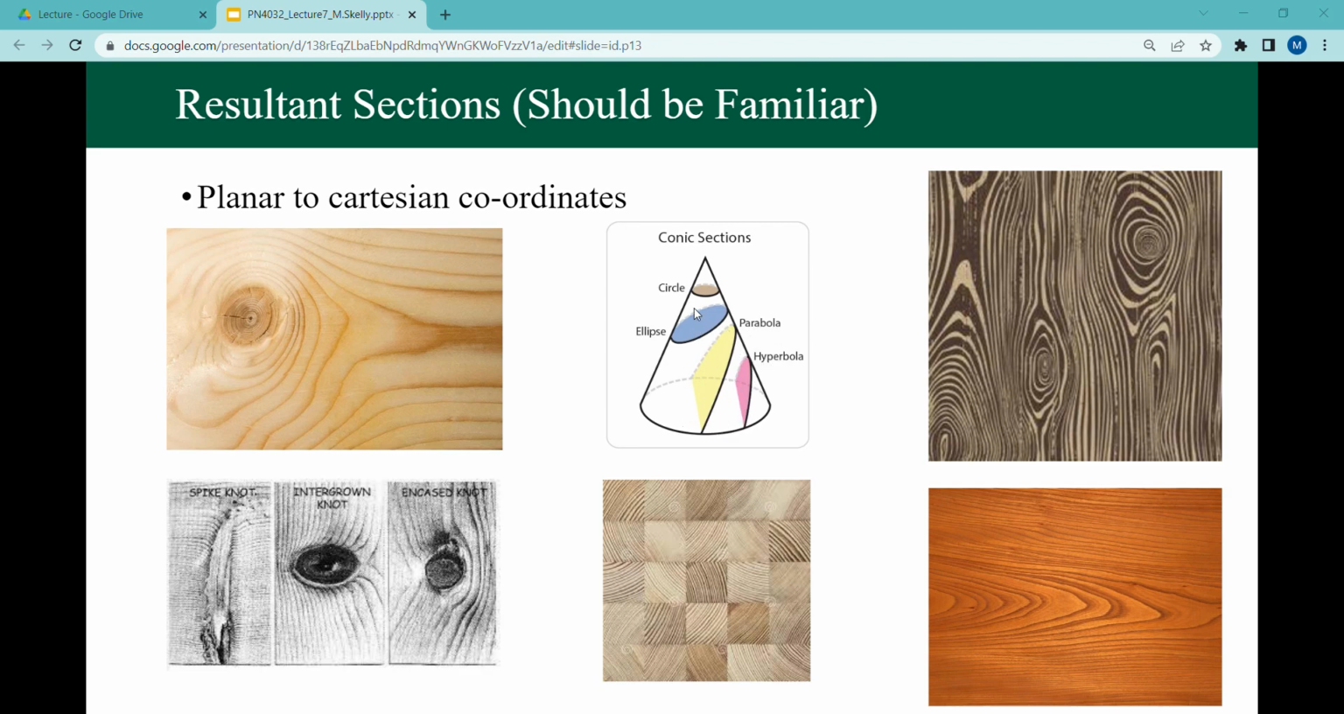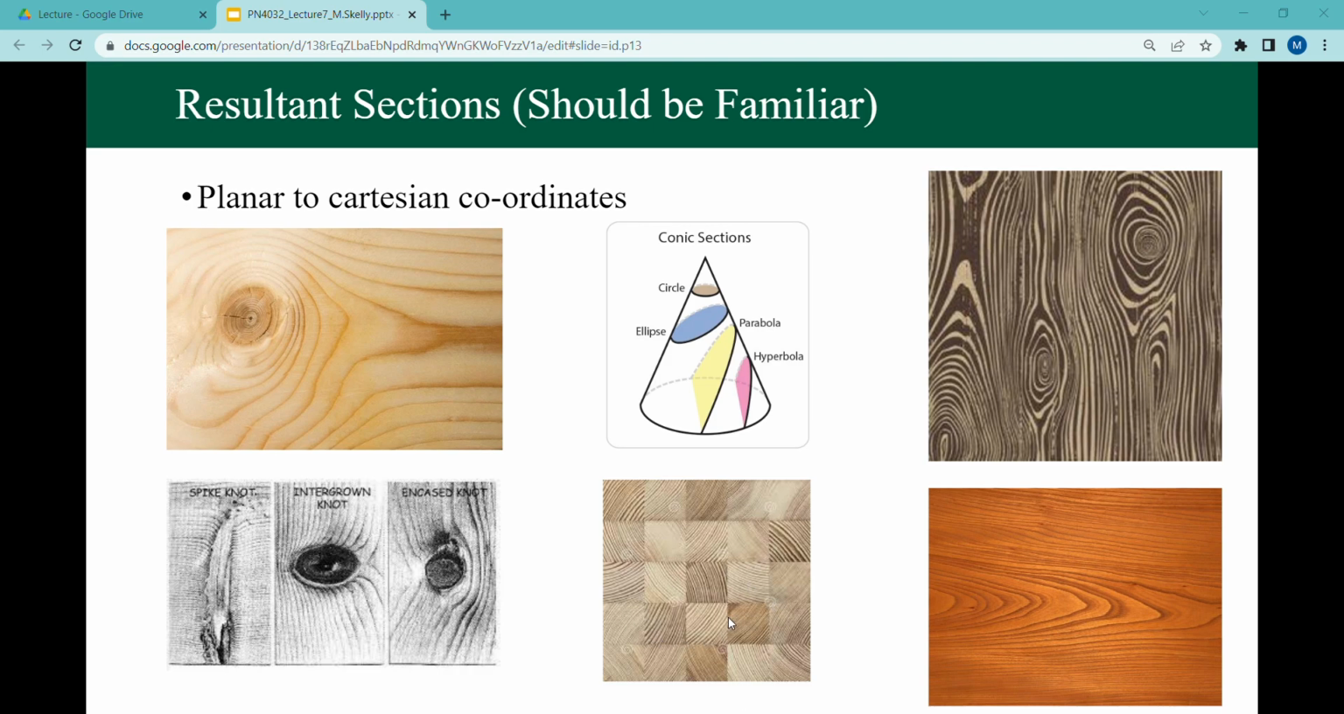So we get a circle with a horizontal plane, an ellipse. We can get a parabola, we can get a hyperbola. There are all different options. This same kind of concept applies when we start talking about conversion of timber and the orientation of timber when we cut it. Okay, so if we just take a look at these 5 samples that we have here, a cross section, we're obviously going to get an end grain pattern here.